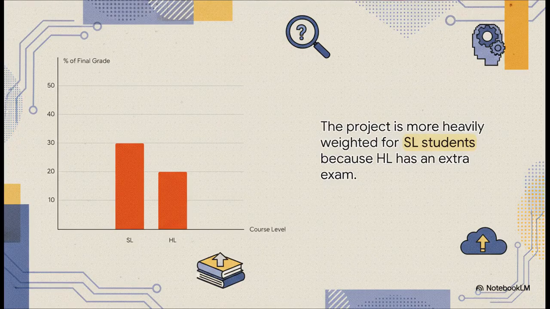Okay, first big difference, and it's a pretty important one. How much does this project actually count towards your final grade? For SL students, boom, it's a huge 30%. But for HL, it's a bit less, down at 20%. Now that's because HL students have that extra exam, Paper 3, which accounts for that difference.